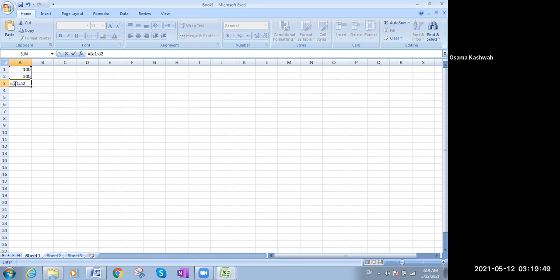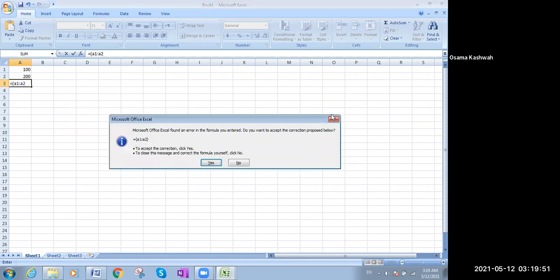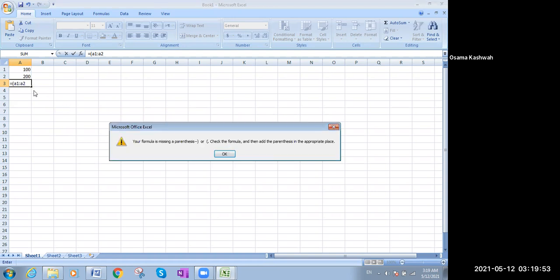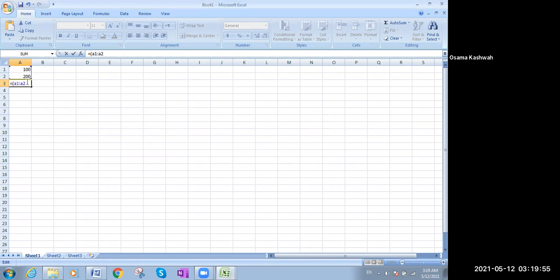Then when I press enter, sorry about that, yeah, the brackets. So here are the brackets. Now I will press enter, or I can do it by the function itself. Like I will do equals SUM.